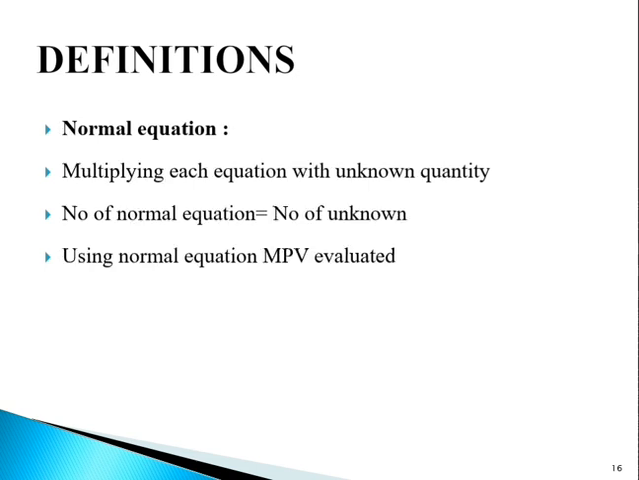And the last one is normal equation. A normal equation is the one which is formed by multiplying each equation by the coefficient of the unknown whose normal equation is to be found and by adding the equations thus formed. The number of normal equations is the same as the number of unknowns. The most probable values of the unknowns are found by using these normal equations.